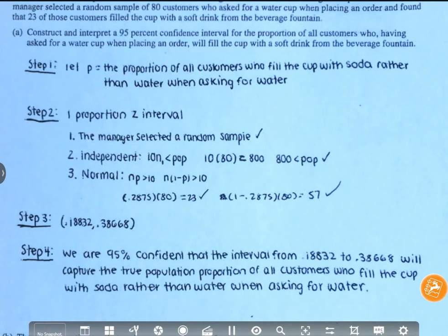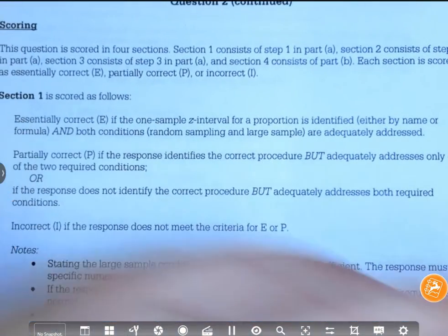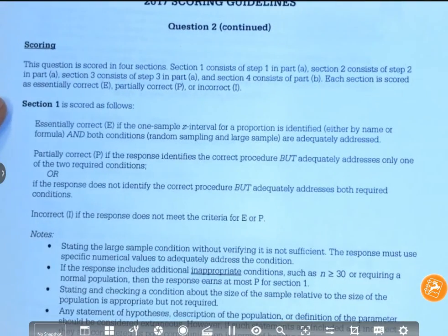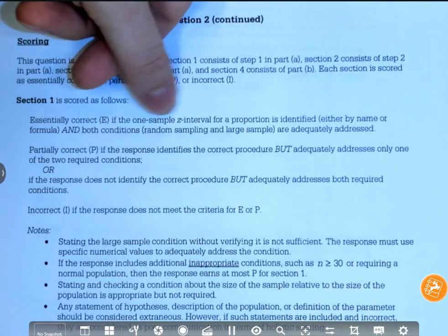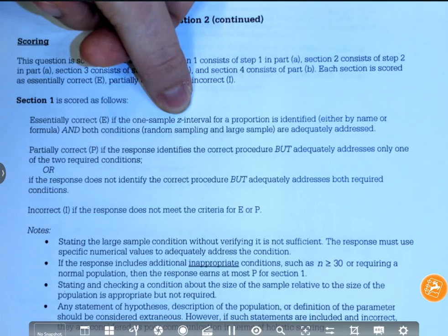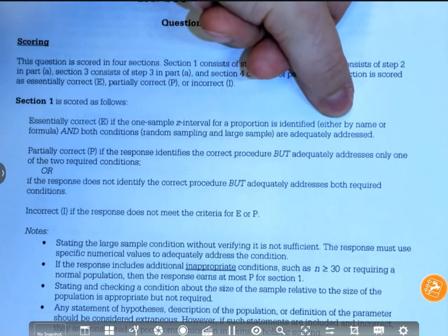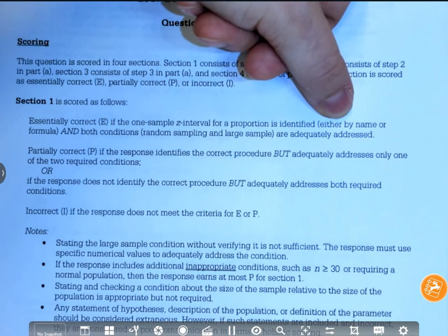When it comes to the other things that they're looking for here, why didn't they lose points? The best thing to do is to actually look at the rubric itself, and this is what it says. The first section is about identifying that you're doing a 1 sample Z interval or a 1 proportion Z interval. And if you look over here, it says either by name or formula. So if you'd left the name off but you showed the formula, you would be okay.